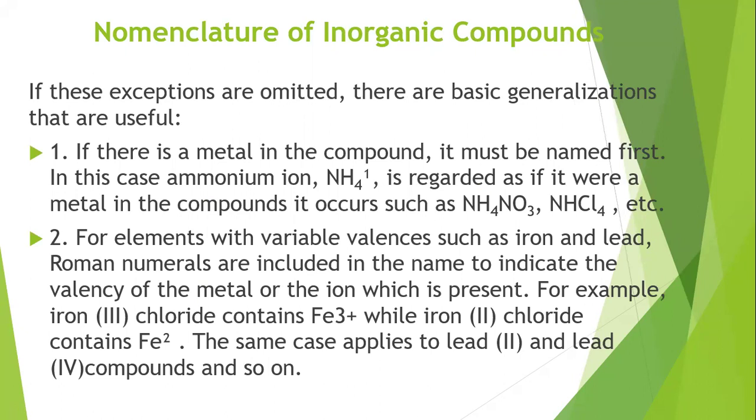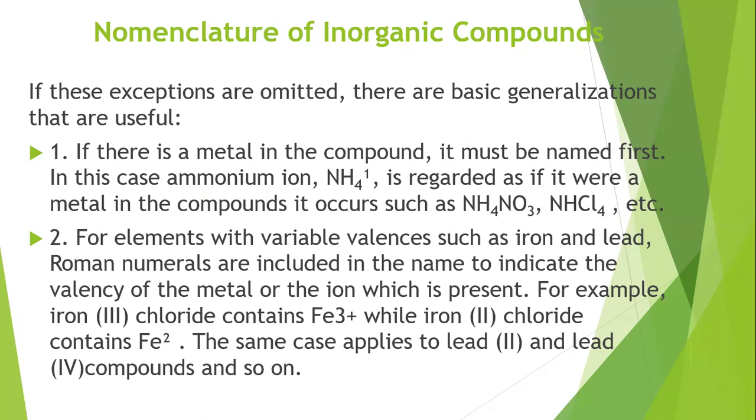Now, if these exceptions are omitted, there are basic generalizations that are useful and can be considered for the naming of compounds. The first one is that if there is a metal within the compound, it must be named first. So this is the first generalized consideration for the naming. In this case, the ammonium ion is regarded as if it were a metal within the compounds in which it occurs, such as ammonium nitrate and ammonium chloride.